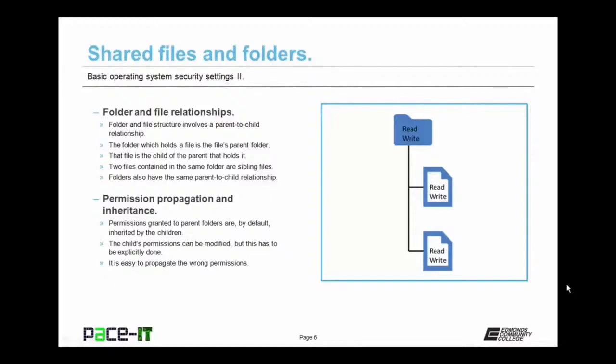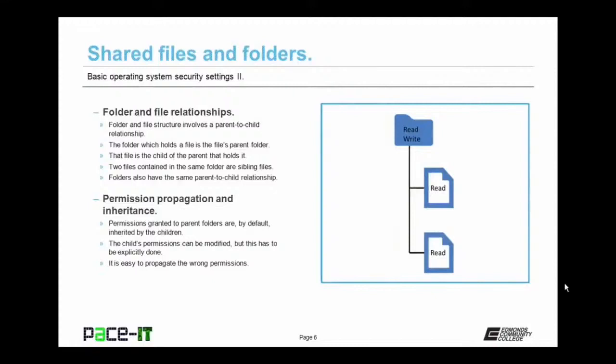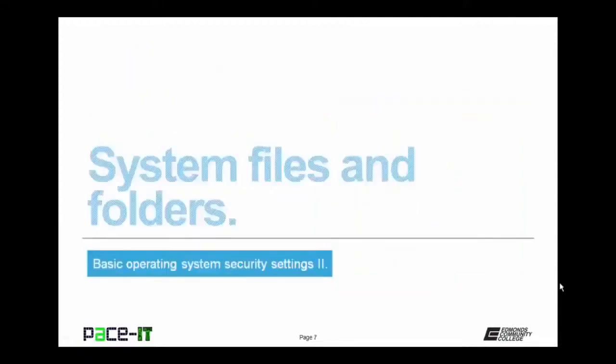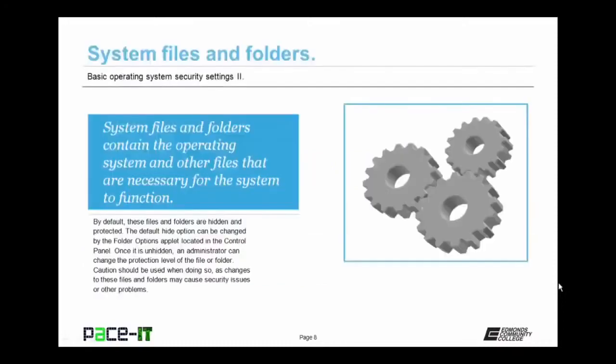Now, permissions that are granted to the parent folder are by default inherited by the children. The children's permission can be modified, but it has to be explicitly done. You need to use care and caution because it is easy to propagate the wrong permissions by making a change to the parent folder. Now let's talk about system files and folders.